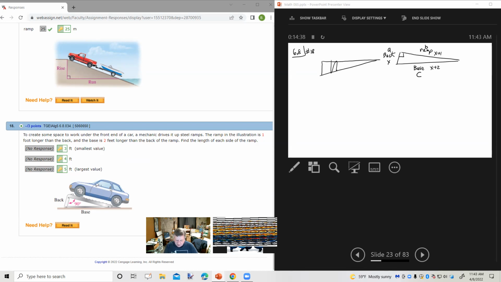Okay. So Pythagorean theorem says a squared plus b squared equals c squared. So we're using X to represent the back, which is A. So we've got X squared plus b squared, which is the ramp, which is X plus 1 squared equals c, the base squared, X plus 2 squared.